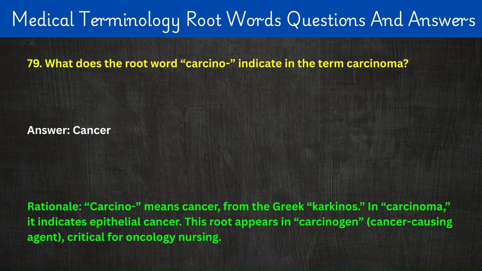79. What does the root word carcino indicate in the term carcinoma? Answer: cancer. Rationale: Carcino means cancer, from the Greek karkinos. In carcinoma, it indicates epithelial cancer. This root appears in carcinogen, cancer-causing agent, critical for oncology nursing.